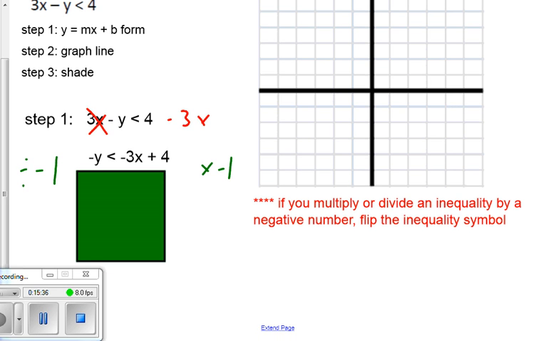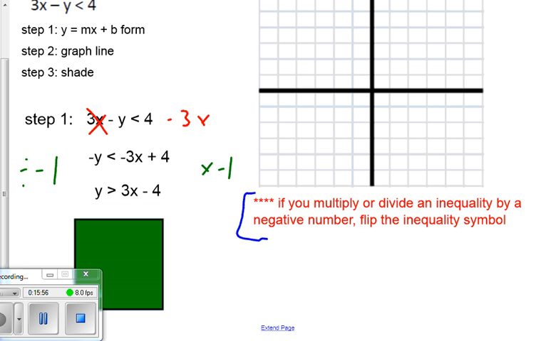When we do that, also note, any time that you multiply or divide an inequality by a negative number, you have to flip the inequality symbol. So where it was before, negative y is less than negative 3x plus 4, it flips and now it says y is greater than 3x minus 4. Now we have a y equals mx plus b form, so we're ready to graph.